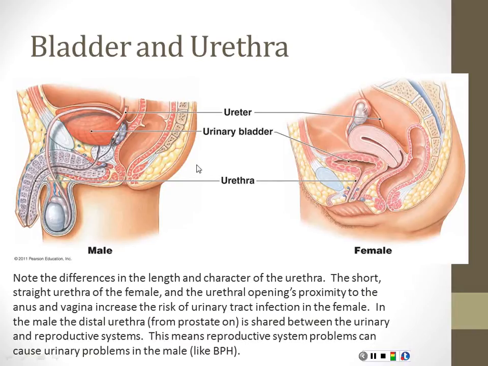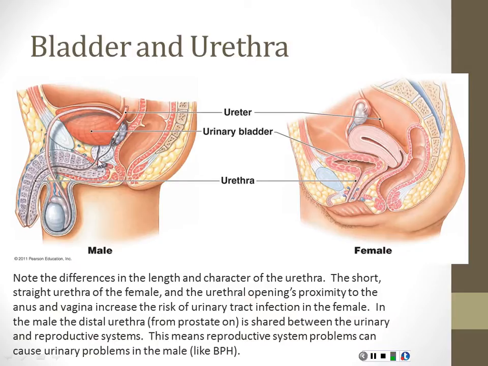Now, in the male, though, the urethra is shared between the urinary system and the reproductive system. So that opens up a whole other set of possible disorders where reproductive system disorders can affect the urinary system. And the female doesn't have that, right? In the female, the systems are separate. In the male, they're combined. And one area of particular clinical relevance is this right here.